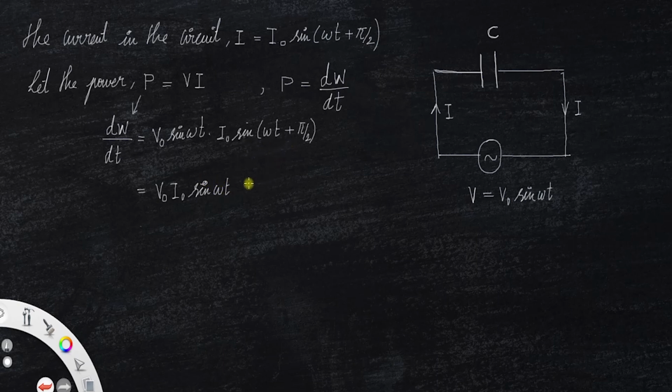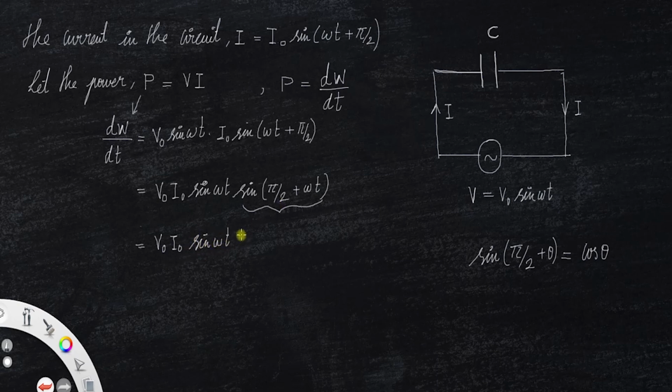See, sine of omega t plus pi by 2 can also be written as sine of pi by 2 plus omega t, that is, sine A plus B equals sine B plus A. But we know sine 90 plus theta, using the identity, is always cos theta. So this will be cos omega t. So V0 I0 sine omega t times cos omega t.